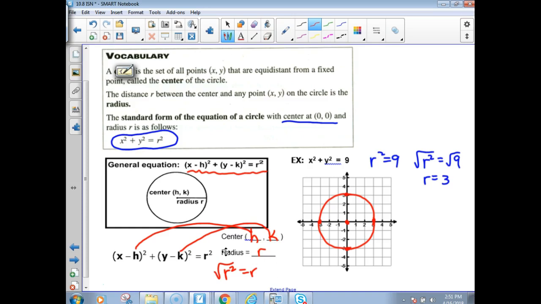And the radius, you take the square root of r squared, and that gives you r. Not r squared. You don't put whatever's here. You have to unsquare it. So you take the square root of r squared to get r. So let's do some examples. Anybody still need this?